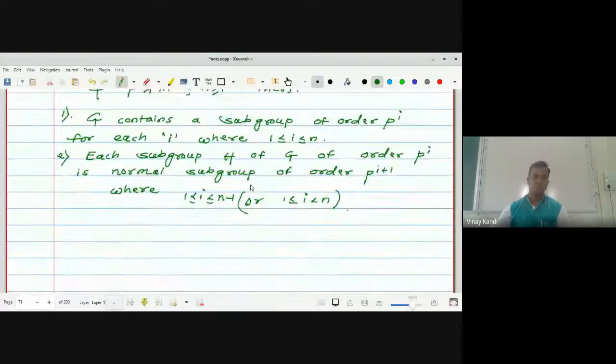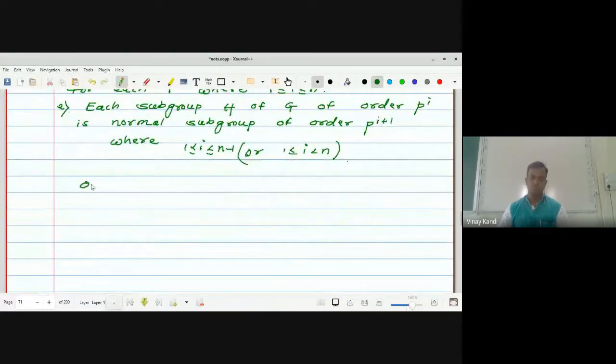In the above example, we assume that the order of G is 24, that is 2 cube into 3. Here 2 does not divide 3. Suppose H is a Sylow 2 subgroup, then what is the order of H? 2 cube. This will be the order of H.